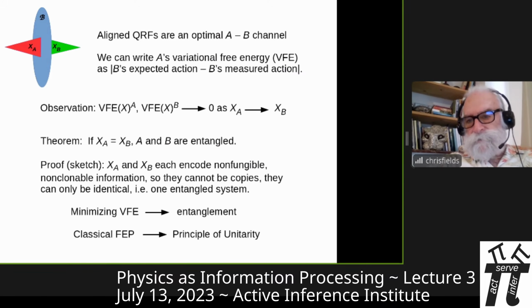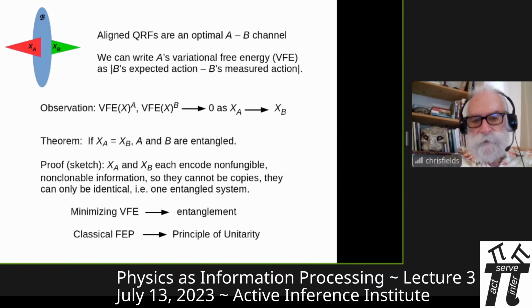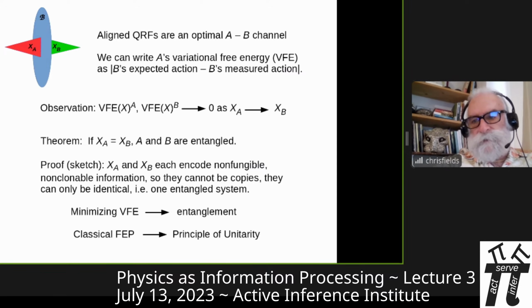If XA and XB both encode non-fungible information, which quantum systems do, their states aren't clonable, so they can't be copies of each other because one can't clone an unknown system. So they can only be identical if they're actually identical systems. This is exactly the same point made earlier about Alice having to actually send her QRF to Bob if she wants Bob to use her QRF.